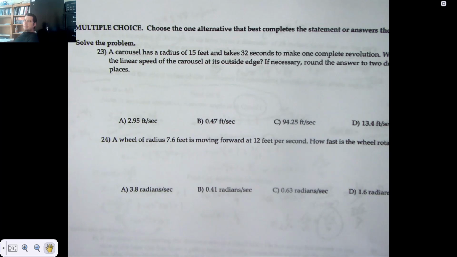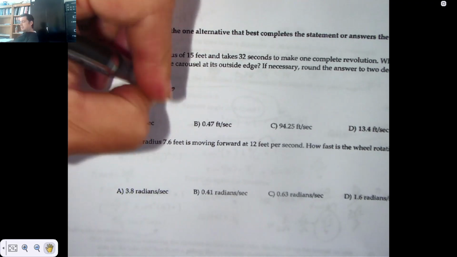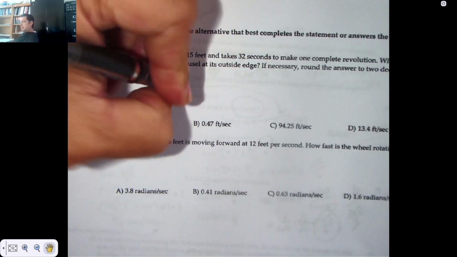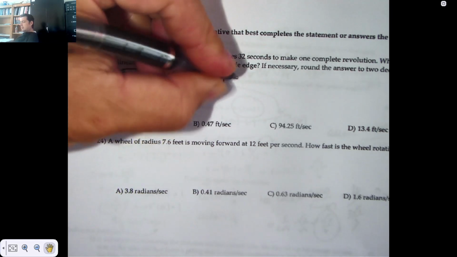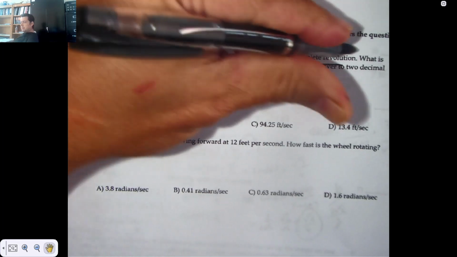23, 24. A carousel has a radius of 15 feet and takes 32 seconds to make one complete revolution. What is the linear speed of the carousel at its outside edge? If necessary, find the answer to 2 decimal places. They want linear speed. So the formula for velocity is omega r. This is angular speed. And what do we got here? 32 seconds to make one complete revolution.